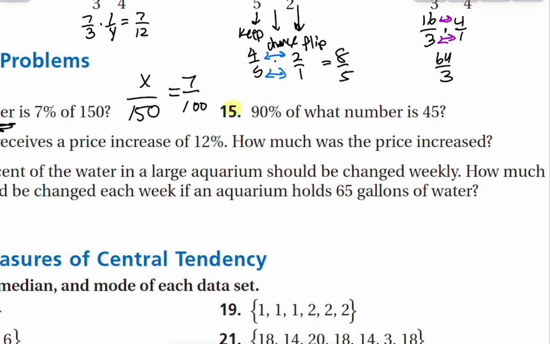What's missing in 15? The is, the of, or the percent? The of, right? So that's our x. Try to set up 15, and I'll show you the true setup in just a second. Try the setup for 15.